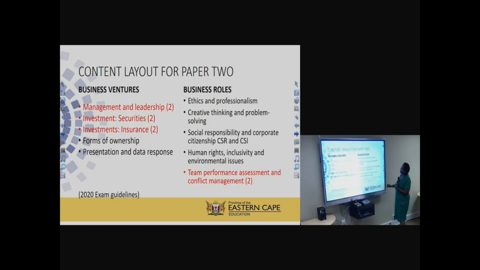Then moving to the layout for paper 2. Paper 2, the red ones, that is management and leadership, investment, securities and insurance. And that other one, that is the team performance. Those are the topics for term 2. The other topics, like this one, it was for term 1. All the other ones are term 3 topics. So you are left with 5 topics for term 2. We will start with the quality of performance.